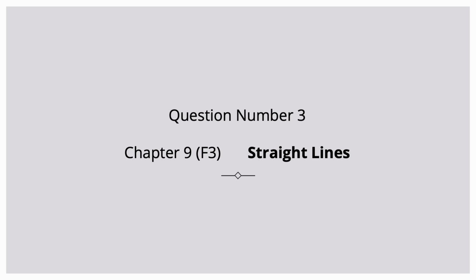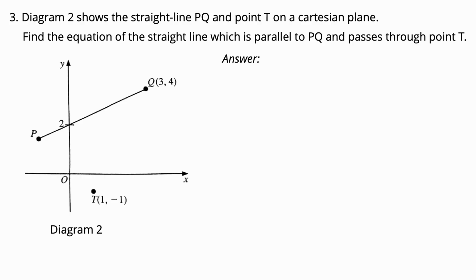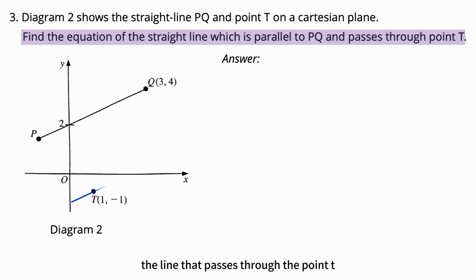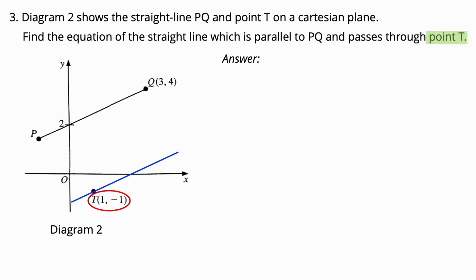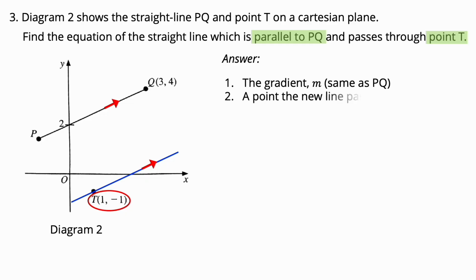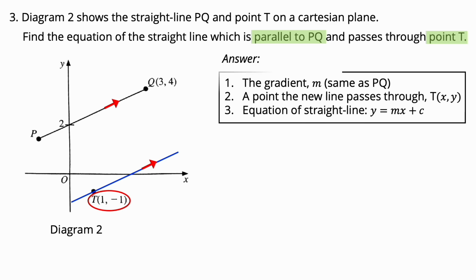Question number 3. Find the equation of the straight line which is parallel to PQ and passes through point T. The line that passes through the point T is parallel to PQ. To find the equation of this straight line, there are 3 key things. 1. The gradient, m, same as PQ. 2. A point the new line passes through, point T. 3. Equation of straight line, y equals mx plus c.